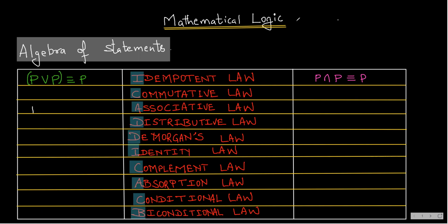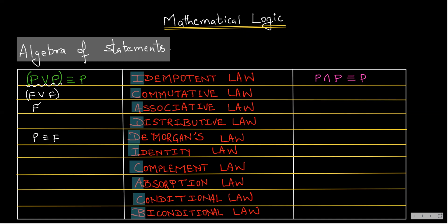Now see another example. Suppose P is false. If P is false, see what will be left on the left hand side. The left hand side will be false or false. And you know, false or false is nothing but false. And what was the truth value of P? P was false.